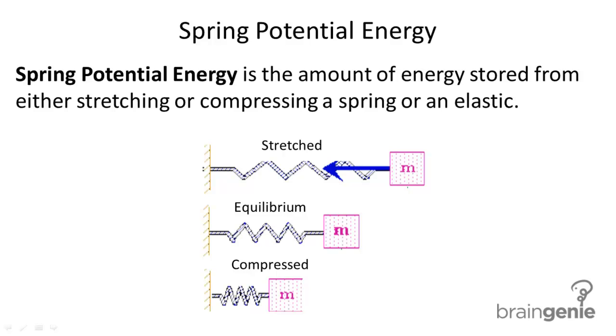Spring potential energy. Spring potential energy is the amount of energy stored from either stretching or compressing a spring or an elastic. In this little diagram here, we can see the three different scenarios. We can see that the spring here is compressed. When it's compressed, it wants to get back into equilibrium.